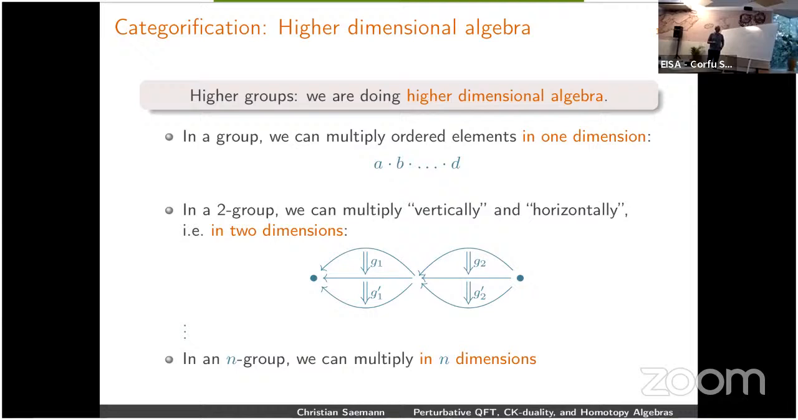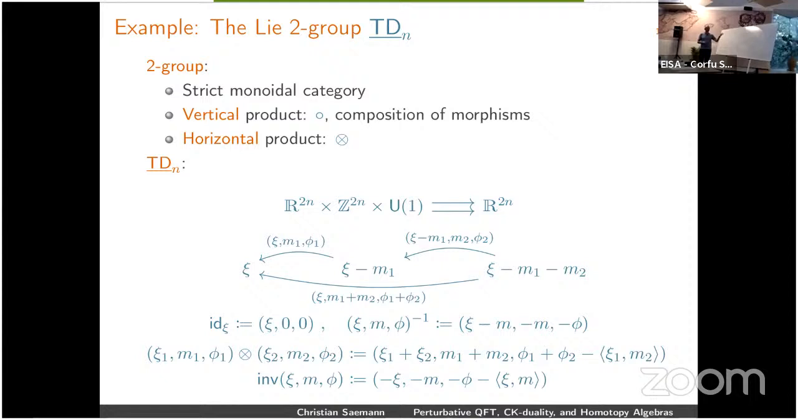An example is the key player in this whole construction that we have made, this 2-group TDN. I don't flash it for you to read through what these actually are. I just want to show that all of these things are really down-to-earth objects and they're very precisely given. So R2N is harmless, U1, Z2N, R2N. And these are the morphisms. They map between points here in R2N. And explicitly how this works is given here.